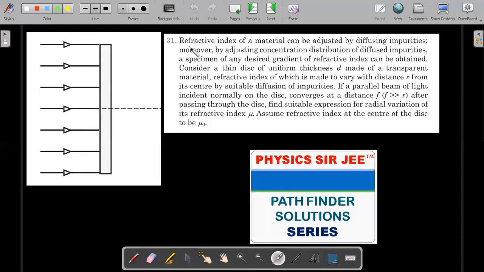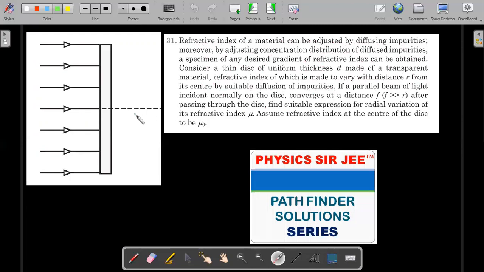So 31, to build up your understanding: refractive index of material can be adjusted by diffusing impurities. Moreover, by adjusting the concentration distribution of diffused impurities, a specimen of any desired gradient of refractive index can be obtained. Consider a thin disk of uniform thickness D made of a transparent material, the refractive index of which is made to vary with distance r from its center by suitable diffusion of impurities.